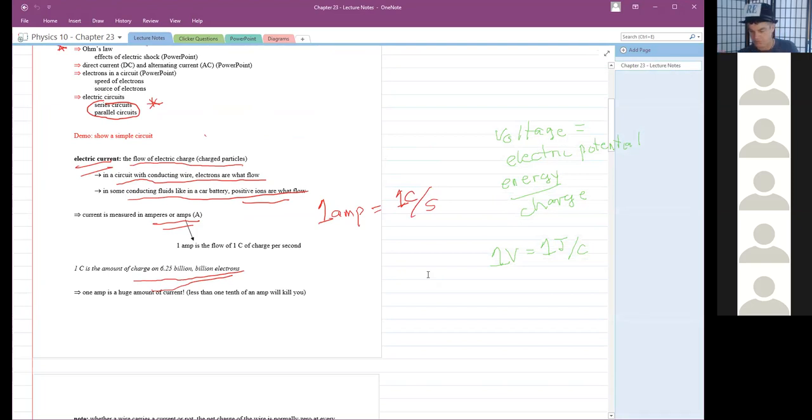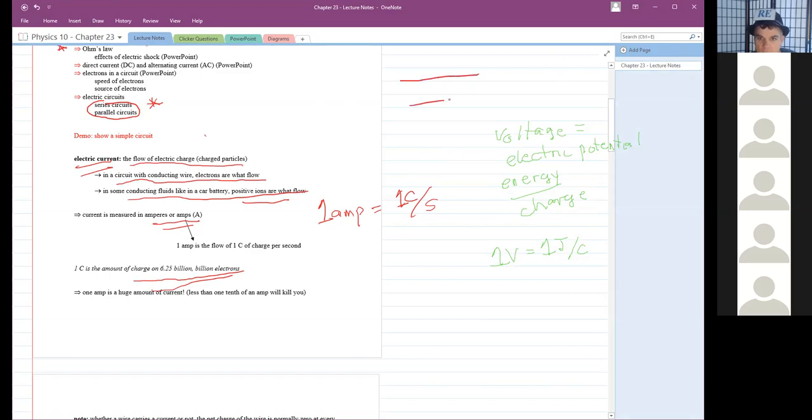Okay, so kind of pick up where we left off. Current is just the flow of electric charge flowing from one spot to another. In general, it's electrons in a wire that flow, and current is defined as how much charge flows past a given point in a given amount of time.